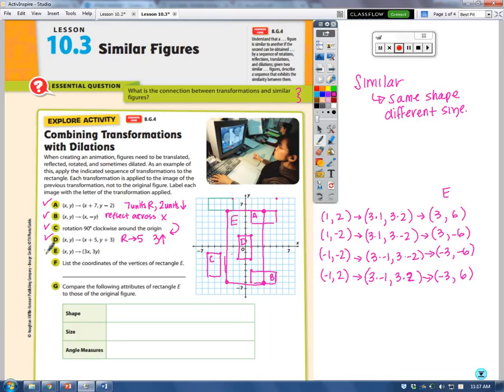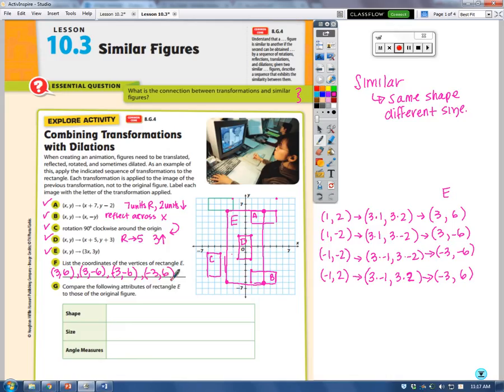Okay. List the coordinates of the vertices of rectangle E. Oh, we already got that. So we can go ahead and just list what we've got from over there, on the right. So we've got 3 and 6. Then we've got 3 and negative 6. Got negative 3, negative 6. And lastly, we've got negative 3 and positive 6.